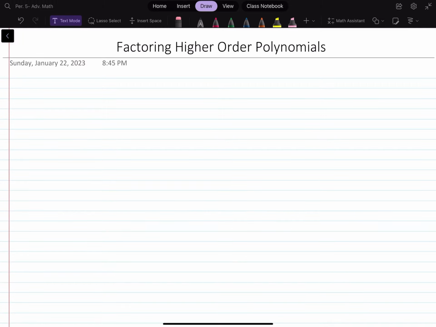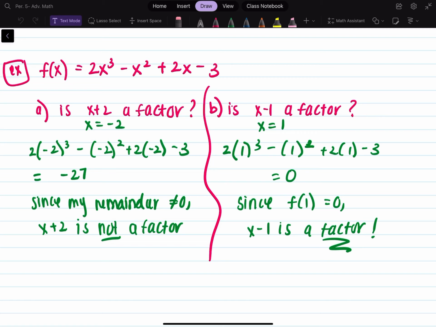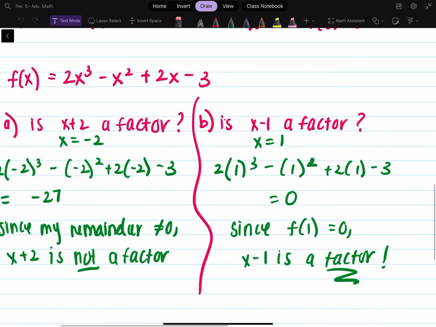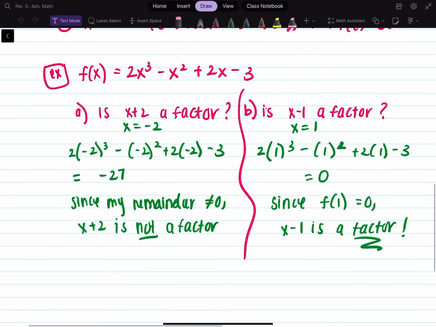Hey everyone. Okay, so I'm going to go ahead and pick back up off of what I was talking about in the last set of notes. Essentially, whenever you use the factor theorem and you figure out that a polynomial is indeed a factor of another polynomial. So, let's refresh our memories back to this example.